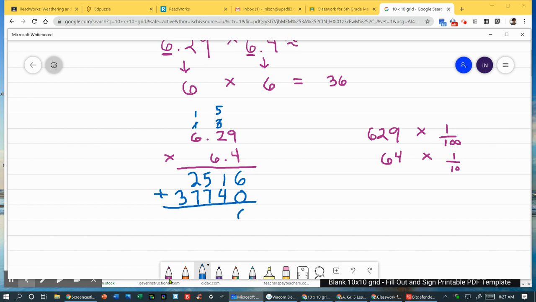6 plus 0 is 6. 1 plus 4 is 5. 5 plus 7 would be 12. 1 plus 2 plus 7 is going to be 10. So 0 here, 1 up above. 3 plus 1 is 4.